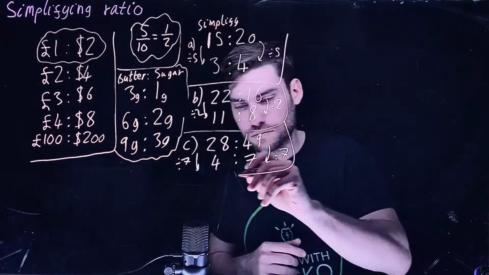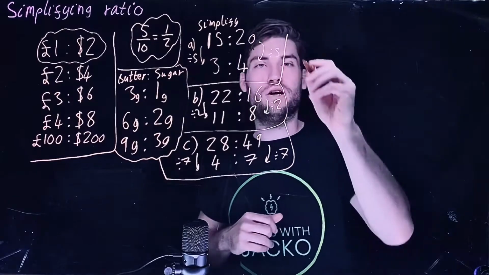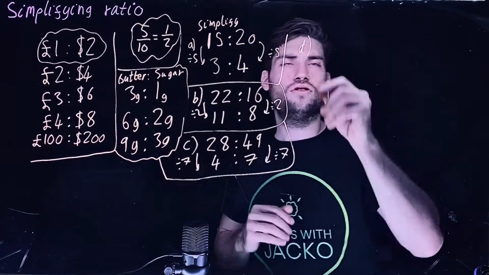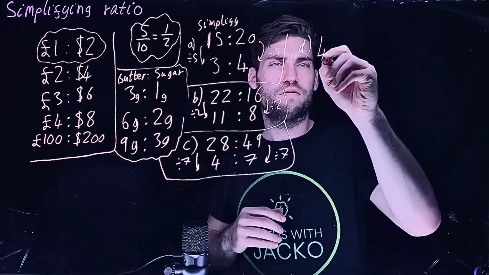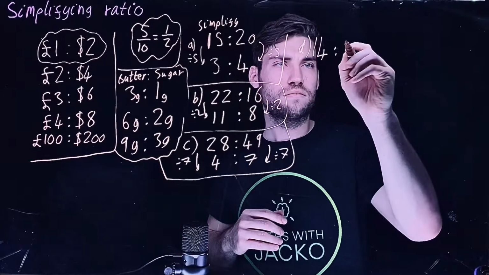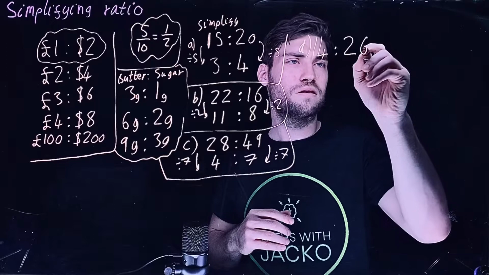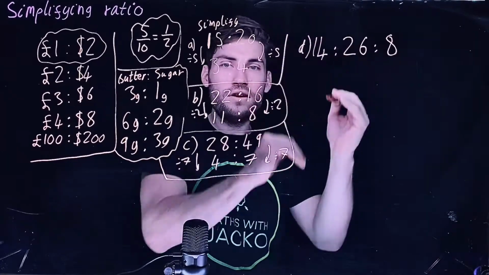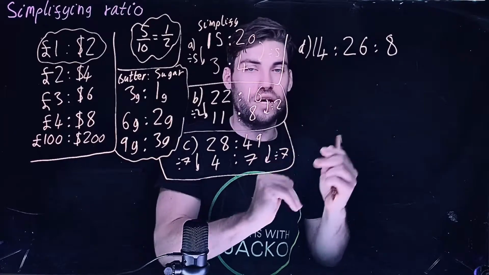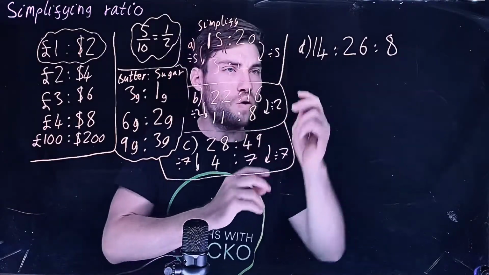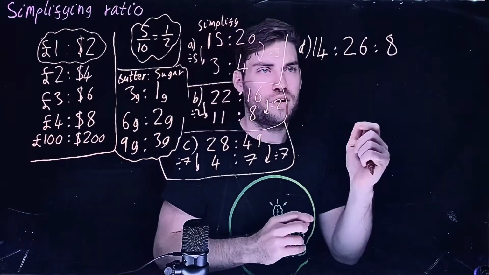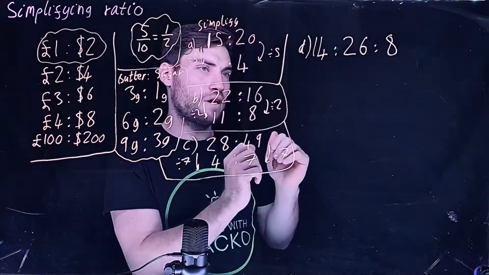Right, another way you can see this ratio, this will be question D. You can get it in 3 sections. So you might have something like 14, 26, and then 8. The way you do it is exactly the same. Okay, you've got to think, what number goes into 14, 26, and 8 to simplify it, okay? So pause the video, have a go.